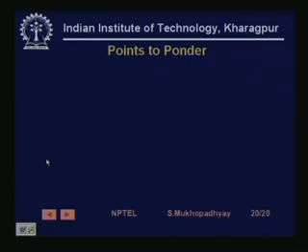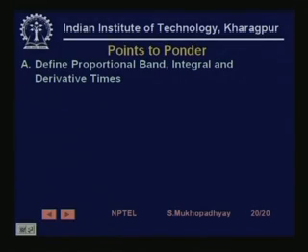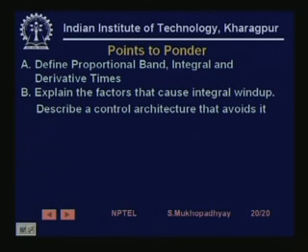Now let us look at some points to ponder, whose answers, just like earlier lessons, you will find within this presentation itself if you look carefully. You might like to write down the definitions of proportional band, integral and derivative times. You would like to explain the factors that cause integral wind up. Integral wind up is basically caused by two factors. What are those factors? And we have discussed in this lecture two control architectures which will avoid integral wind up. So how to avoid that?